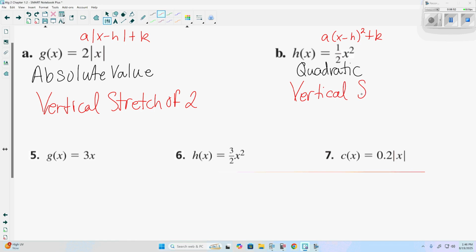Is a's value greater than 1 or between 0 and 1? Between 0 and 1, so it would be a vertical shrink of 1/2. Yep. That's it. Questions on B? We already looked at number 5.